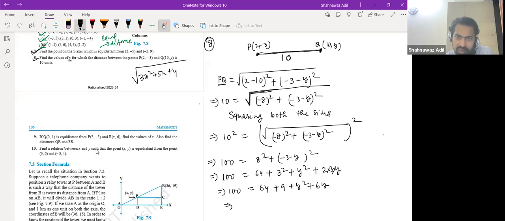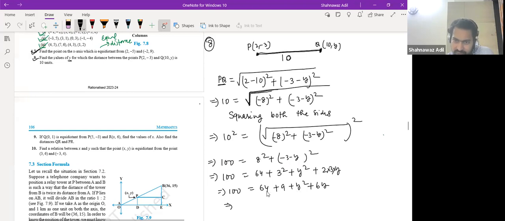Can we solve this? If we square, then we can remove this root. And how do we remove this? If we square, it would be easy, right? Then this root will be removed, and then we can easily calculate.